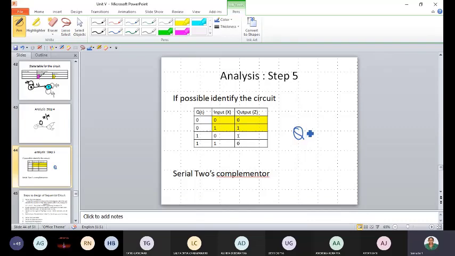So when my present state Q of t is 1, my output Z is nothing but the complement of my input. Z is nothing but X bar, if you could see. When Q of t is 1. So when Q of t is equal to 0, my output is nothing but the same as the input. Z is equal to the input. It's a serial 2's complement. For example, if I'm taking a 2-bit number, I'm sorry.